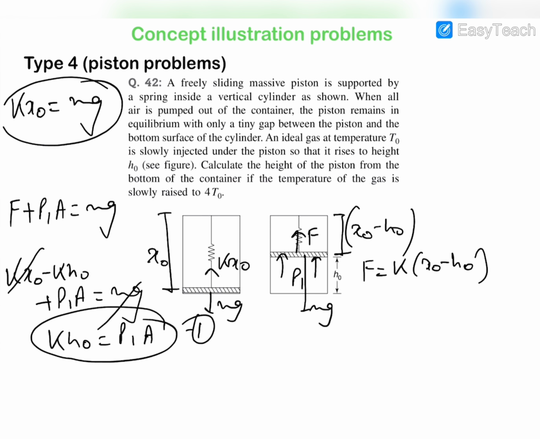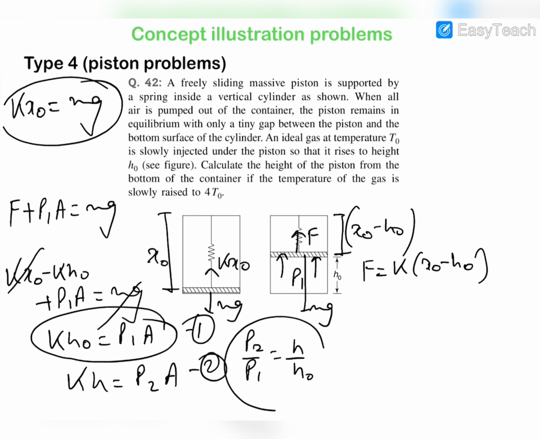Now in the second part, what we have done is increase the temperature of this gas from T0 to 4T0. Now this piston will move further in the upward direction, and let's suppose the final height in the final equilibrium is h. Again, by this analysis we can directly say that kh will be equal to P2 into area. That is the final pressure of the gas. So P2 by P1 will be equal to h by h0.